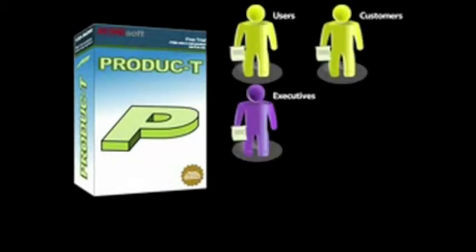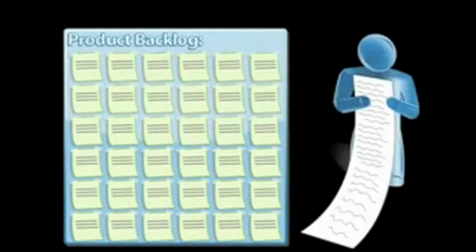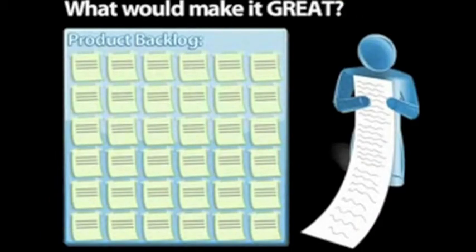Let's say this is the product we want to build. For this product, we get all kinds of feature requests from users, customers, executives, or even other team members. In Scrum, the collection of all these features is called the product backlog. Another way to think of the product backlog is as a wish list of all the things that would make this product great.